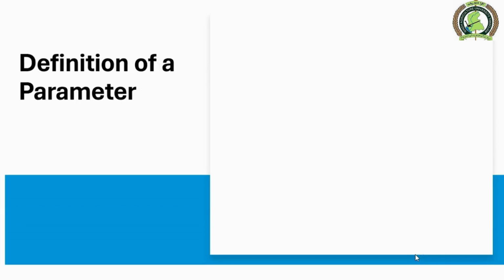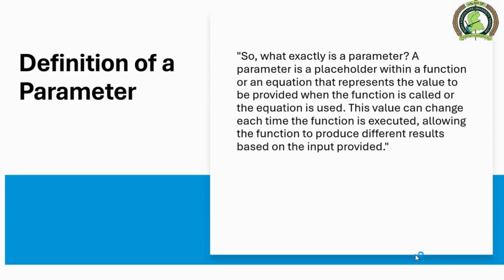Definition of a parameter. So, what exactly is a parameter? A parameter is a placeholder within a function or an equation that represents the value to be provided when the function is called or the equation is used. This value can change each time the function is executed, allowing the function to produce different results based on the input provided.